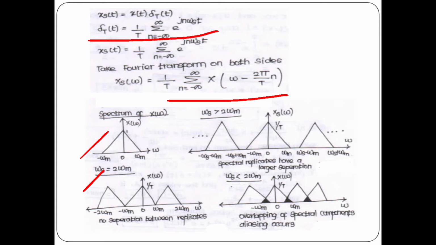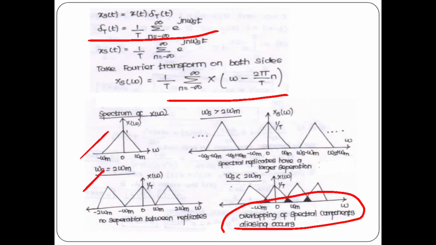Okay, so aliasing is nothing but overlapping of spectral components, and to avoid aliasing we have to strictly ensure that x of t is band limited. So what is band limited? This can be ensured only by using an anti-aliasing filter before the sampler. And the second condition to avoid aliasing is fs is always greater than 2 fm.